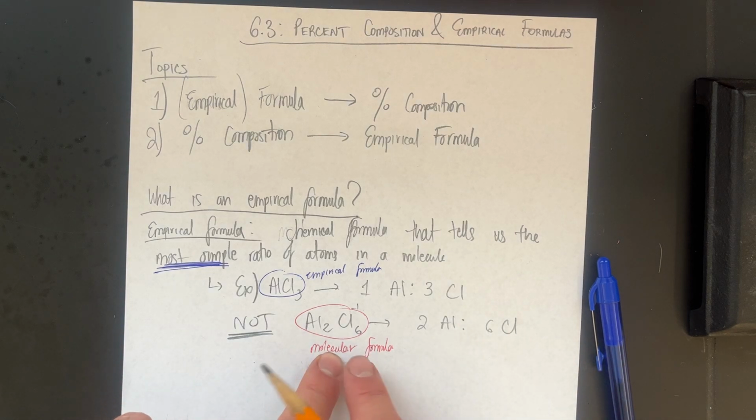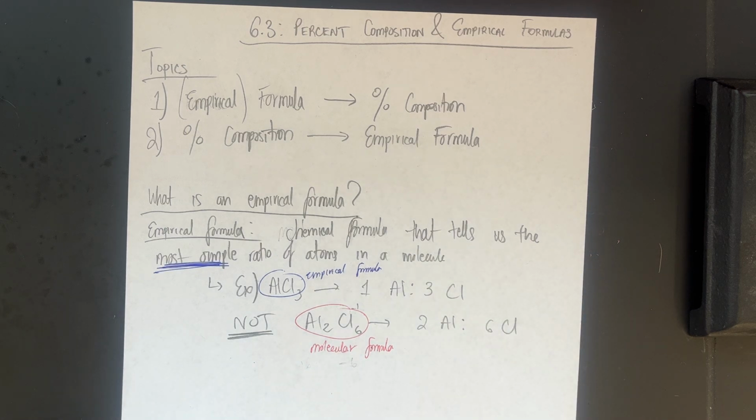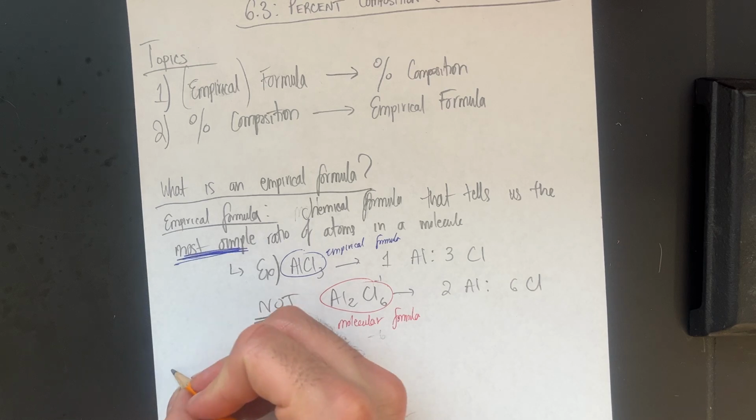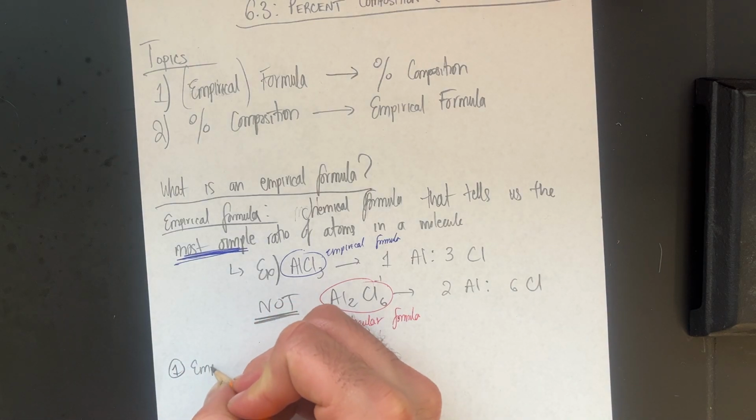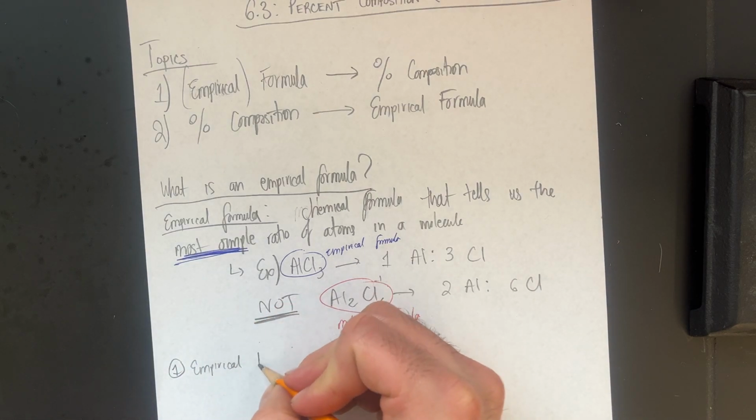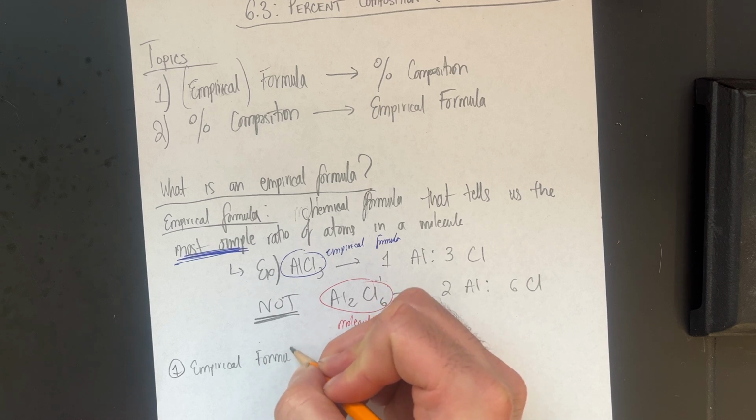This would be what we call a molecular formula, because it's not the most simple ratio, and that's something else entirely. So don't worry about molecular formulas. We're dealing with empirical ratios here. And so if I give you an empirical formula, would you be able to go to a percent composition?